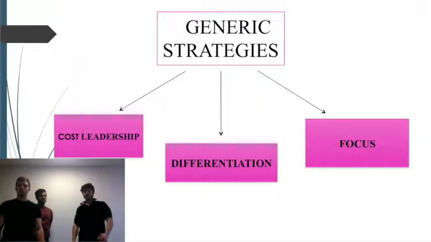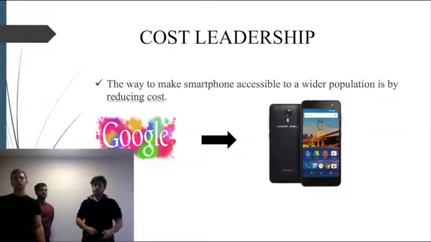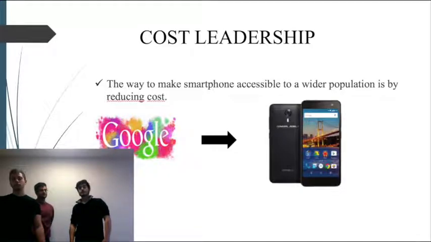And there are three generic strategies in this industry. The first one is cost leadership, the second one is differentiation, and the third one is focus. Now I'm going to talk about cost leadership. Cost leadership is the way to make smartphones accessible to a wider population by reducing costs. It means that you are selling smartphones cheaper and many more people can easily buy them.